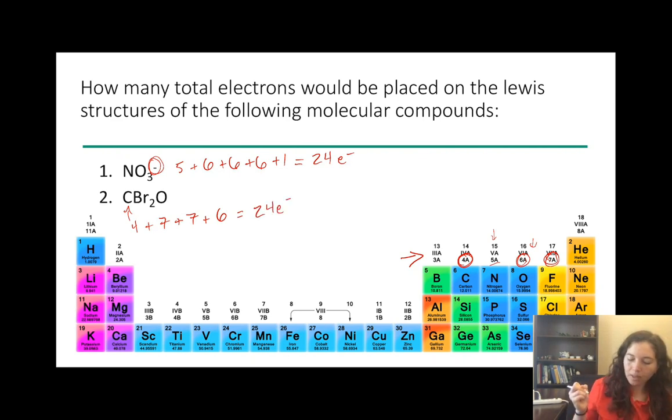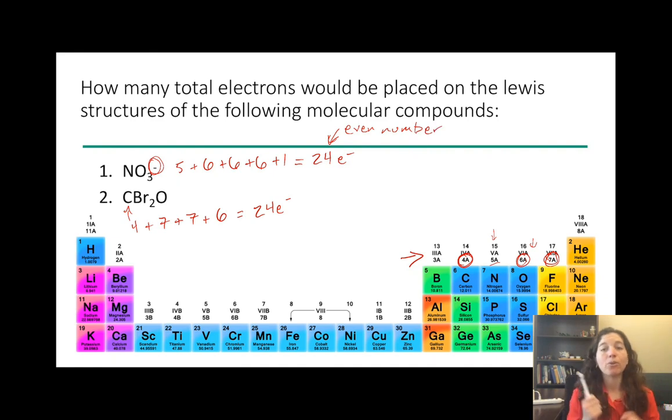One way to check whether or not you might possibly be correct is to make sure that this is an even number here. It doesn't always mean you're going to be correct, but it's definitely wrong if you have an odd number, because odd numbers are radicals. Remember, electrons come in pairs. So if you don't have an even number, that means you've got an unpaired electron floating around somewhere.